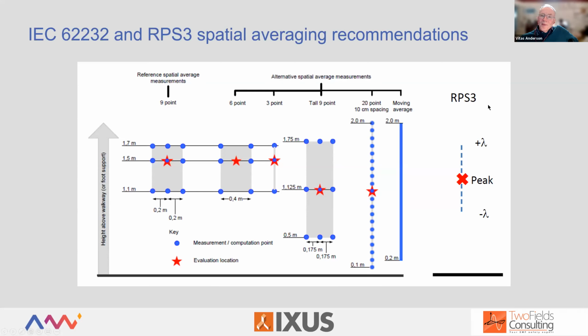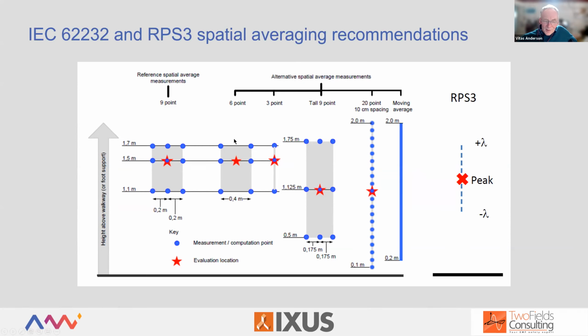And then lastly, the RPS 3, the old standard, had a recommendation: you found the peak value and then took an average at plus or minus 1 wavelength above and below the point. Again, that's very difficult to implement, because if you have multiple frequency sources, then what's lambda? So not a particularly helpful or practical averaging scheme.